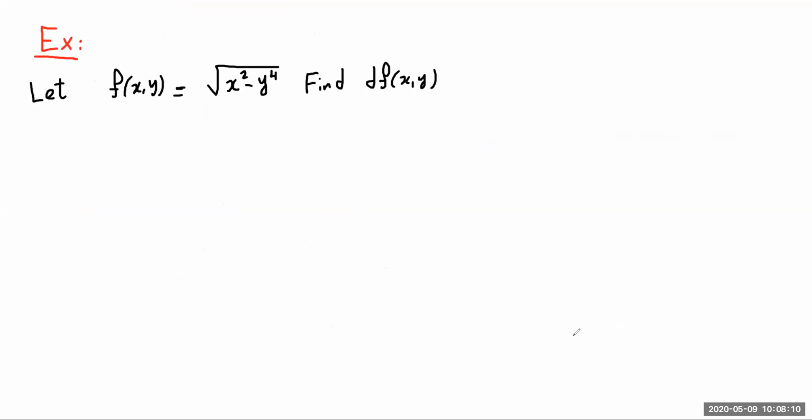The last exercise: let f(x,y) equal the root of x power 2 minus y power 4. Find the differential of the function f. So the differential of the function f is equal to, let's repeat the definition, f_x dx plus f_y dy.